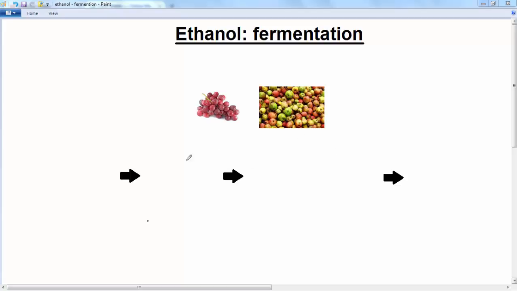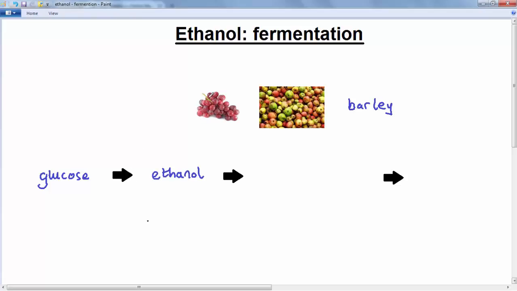Now fermentation involves converting glucose, which is naturally present in fruits such as grapes or apples, and also, in the case of barley, which is used to make beer, barley grain. Then that glucose is converted into ethanol by bacteria which are present in the skin of the fruit called yeast, and these act as a kind of natural catalyst which enables this conversion.